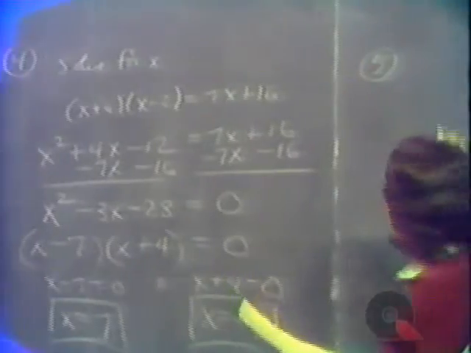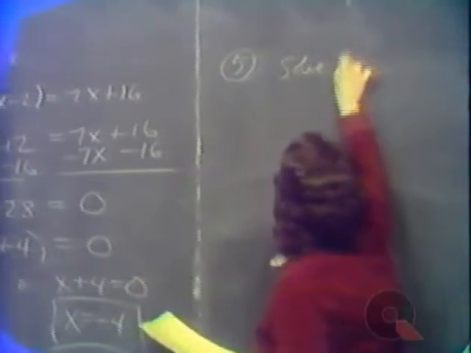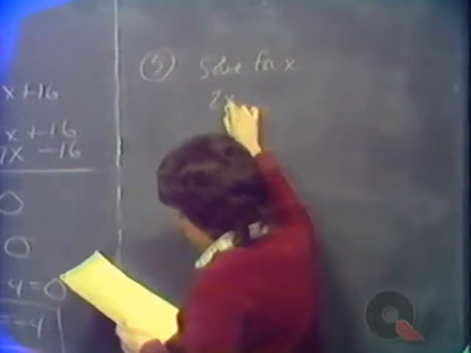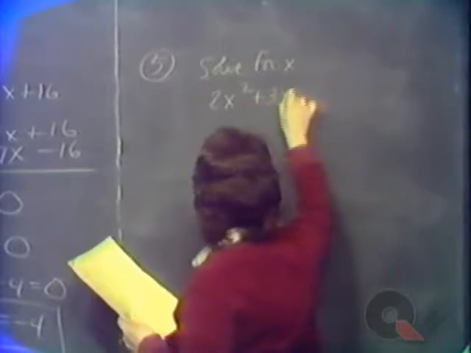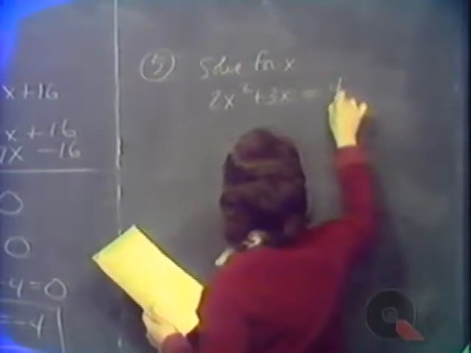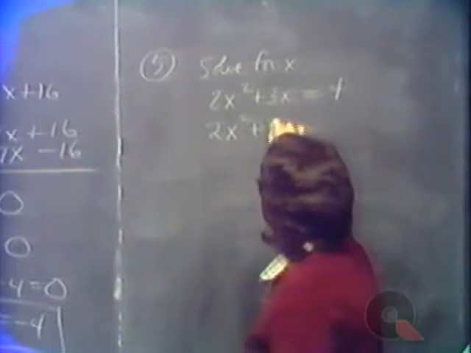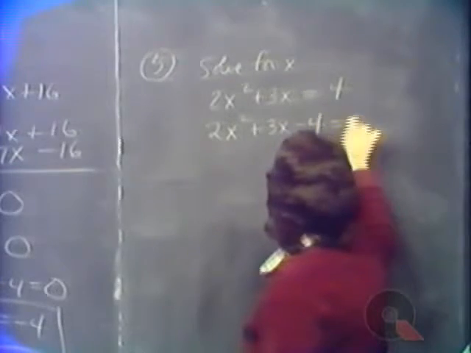In the next problem, we want to solve for x. And here we have a quadratic equation, 2x squared plus 3x equals 4. So we start by saying 2x squared plus 3x minus 4 equals 0.